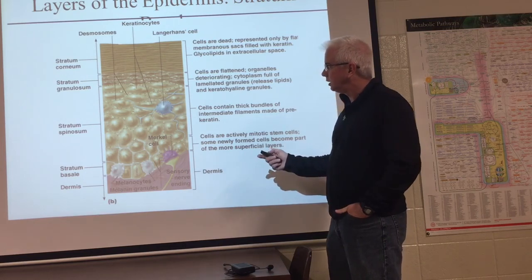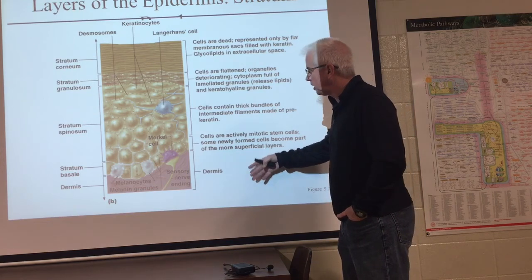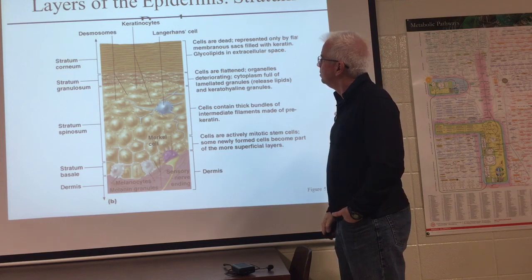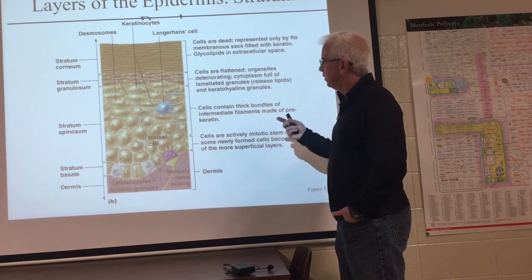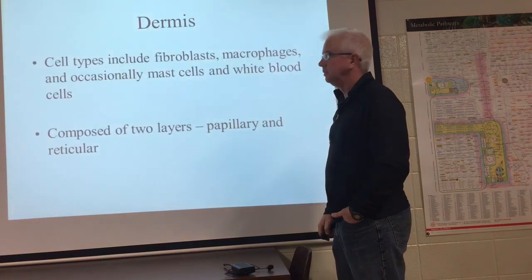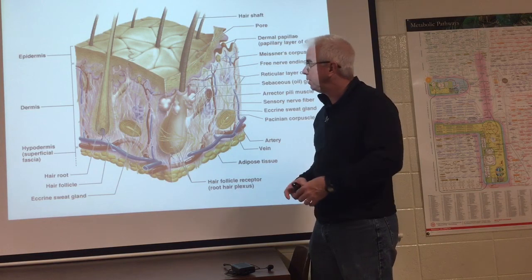Okay, so there are your layers. A few observations about each. A mention of the change in the keratin, finally terminating with the corneum being nothing more than sacs filled with that protein. Those are dead cells. All right. That's a great stopping point right there.